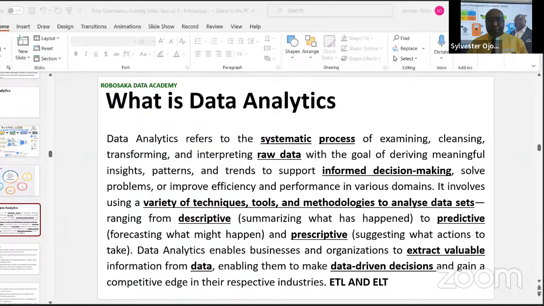So moving forward, data analytics enables businesses and organizations to extract valuable information from data, enabling them to make data-driven decisions and gain a competitive edge in their respective industries. How do they do that? They use ETL. Can somebody tell me the meaning of ETL and ELT, please?